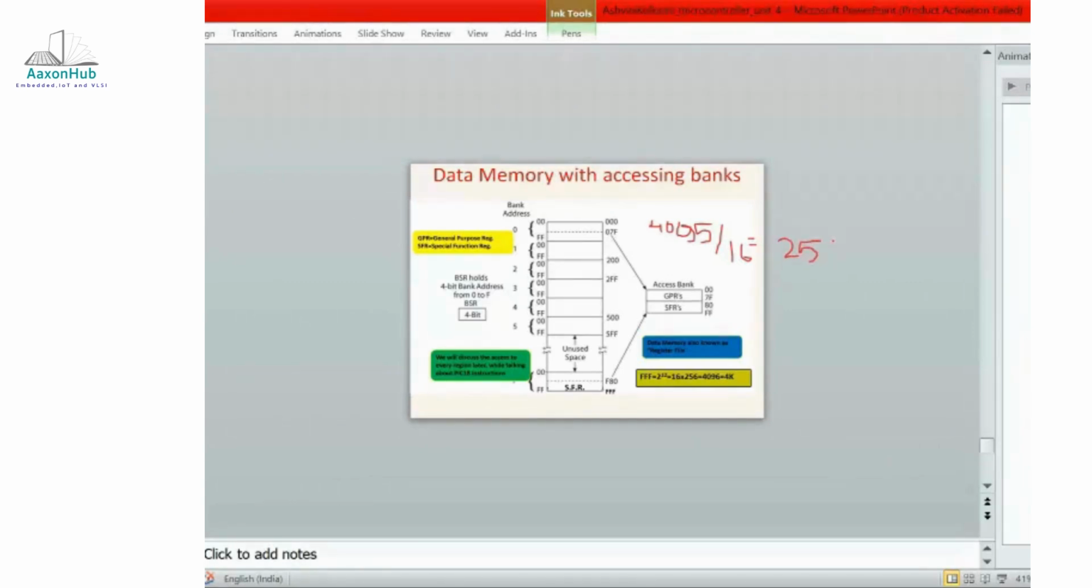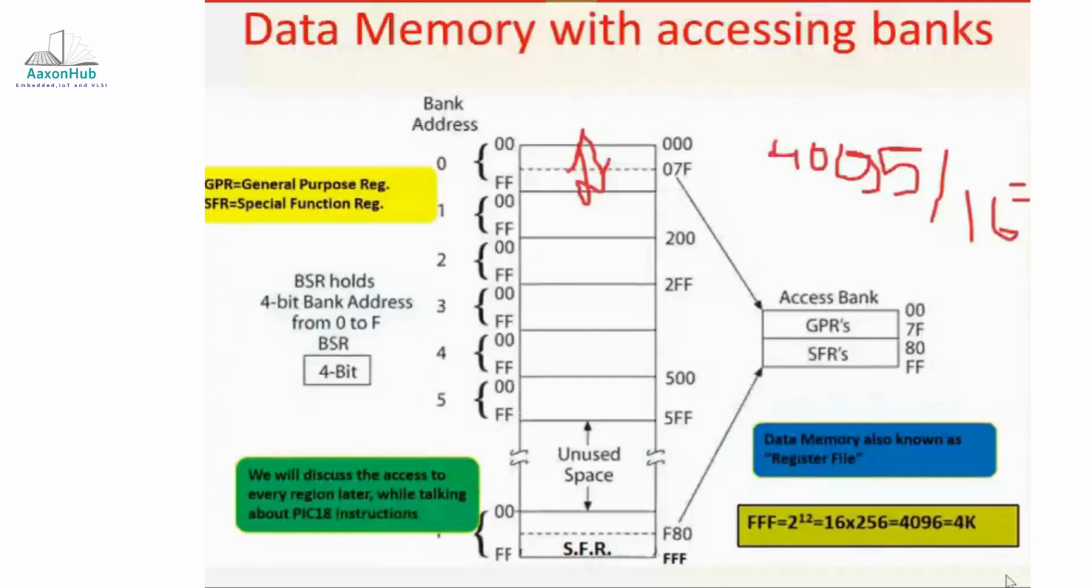Now this 256 is nothing but every bank size. So this is the size and how this particular size is going to get held in the case of the selection of that respected banks. Understood? So at a time, only one register bank will be active. Keep this in mind.